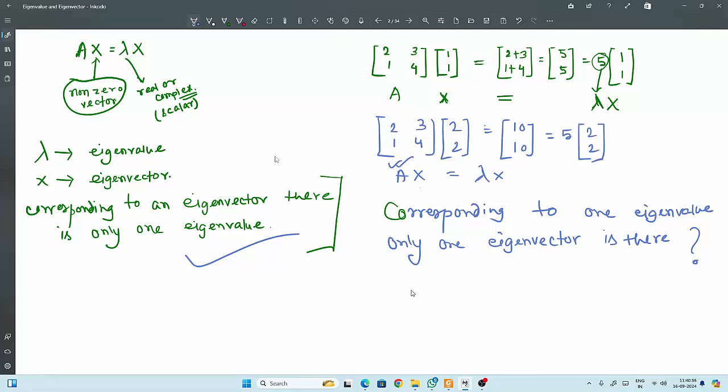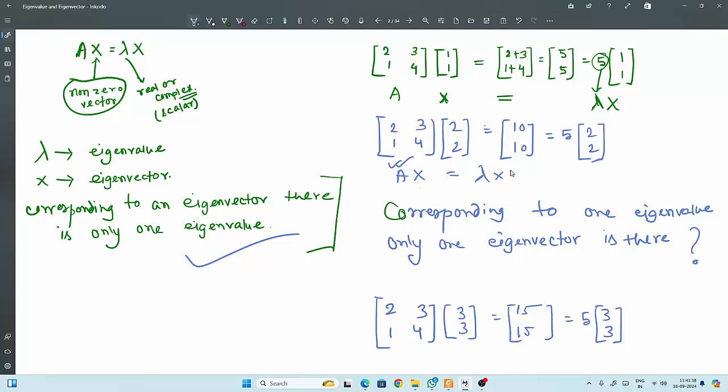Not only 2, 2, if we give 3, 3 with the matrix 2, 3, 1, 4, then you will also see that it will be 3 times 2 is 6, plus 9 is 15, and this is also 3 plus 12, 15. If you take the 5 outside, again you will get 3, 3. So 5 is again the eigenvalue, but the eigenvector is 3, 3.